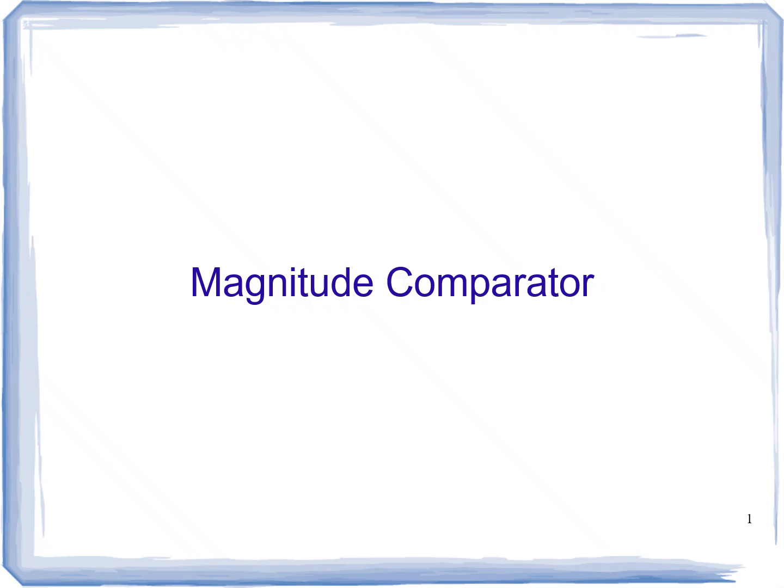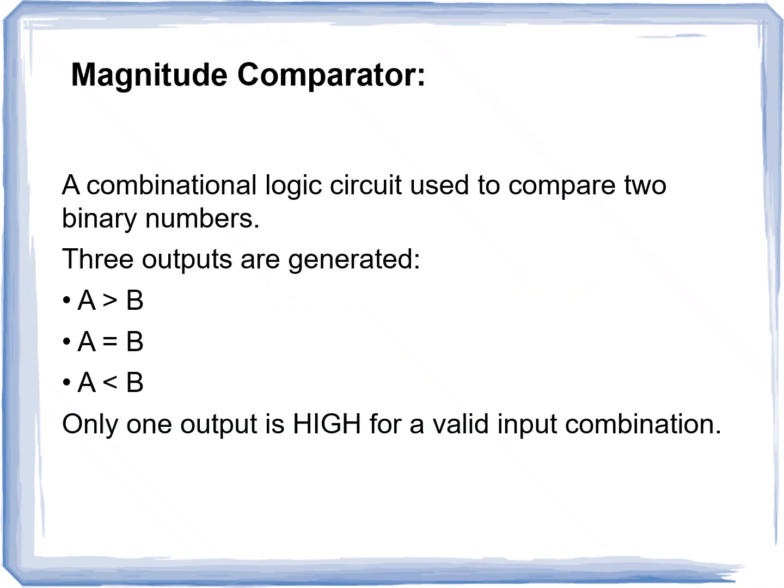Hi everyone. Now we are going to see about the magnitude comparator. A magnitude comparator is one of the combinational logic circuits. It is used to compare two binary values. There are three outputs from the magnitude comparator: A greater than B, A less than B, and A equal to B. Only one output is high based on the input combination.